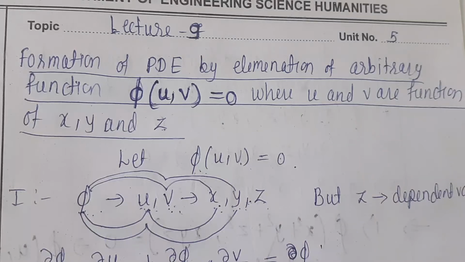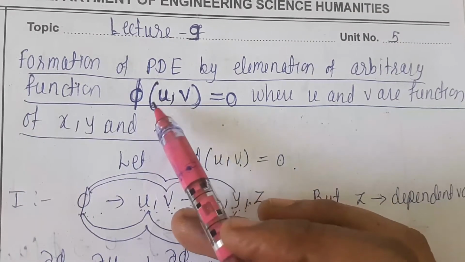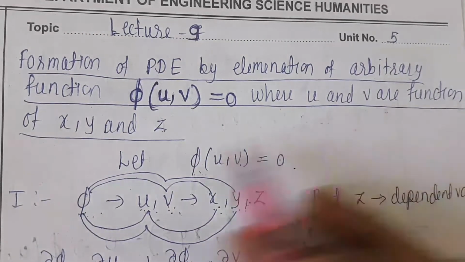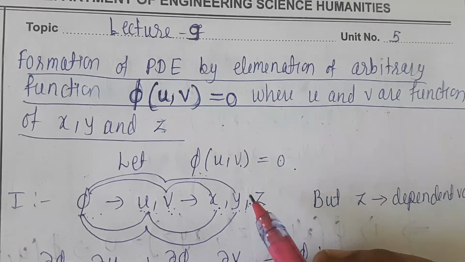Hello everyone, welcome to the lecture series of partial differential equations. Today we are going to see how to eliminate an arbitrary function if the equation is in the form phi of u, v is equal to 0, where u and v are functions of x, y and z. Here we are going to use the chain rule.